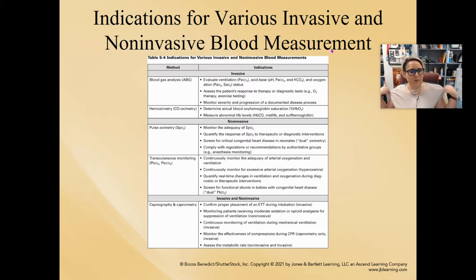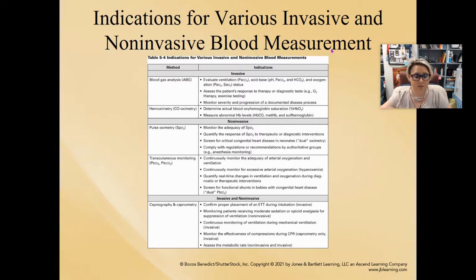Hemo-oximetry and co-oximetry. I think that we were talking about this yesterday and we were getting a little confused. So this is an extra test, okay? Hemo-oximetry or co-oximetry, okay? It doesn't come on the ABG. You have to order this separately, okay?